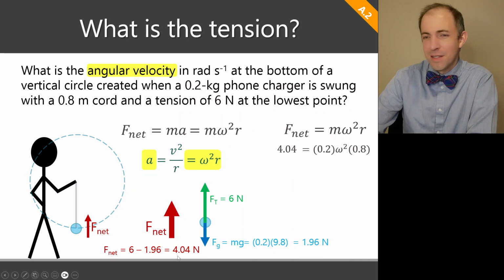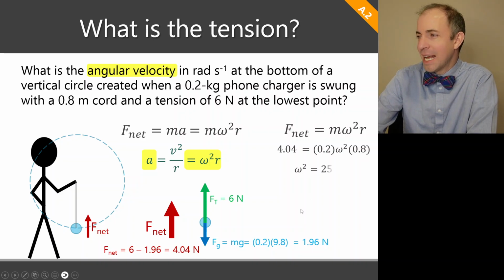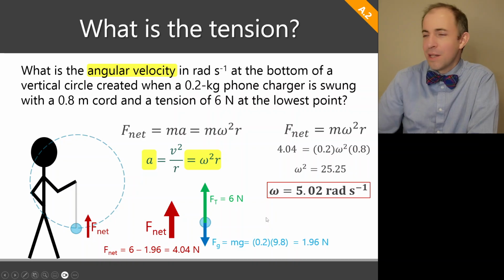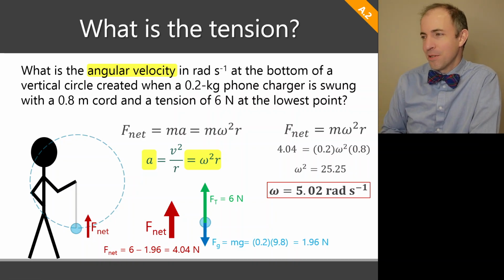I know the net force is 4.04, the mass is 0.2, the radius is 0.8, which allows me to calculate omega as being just over 5 radians per second.